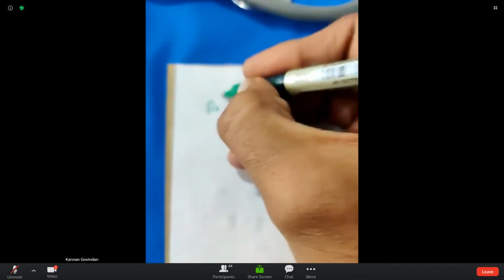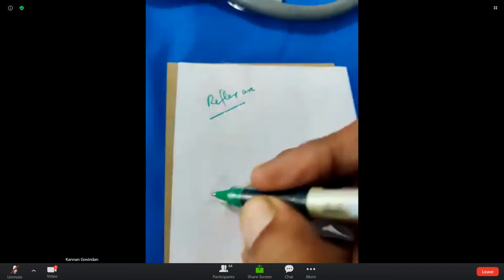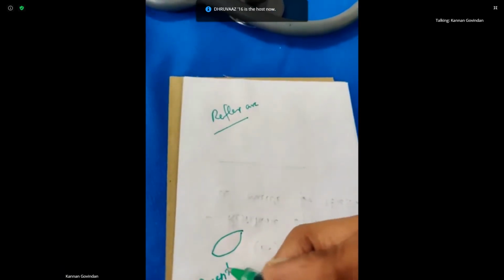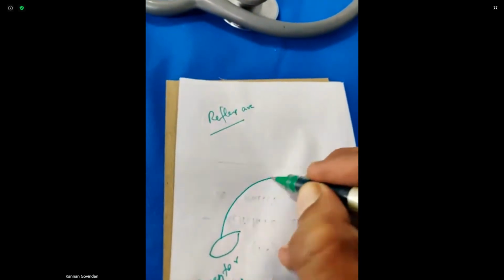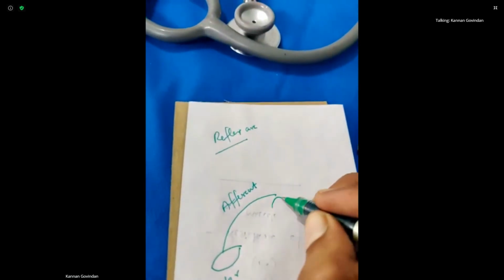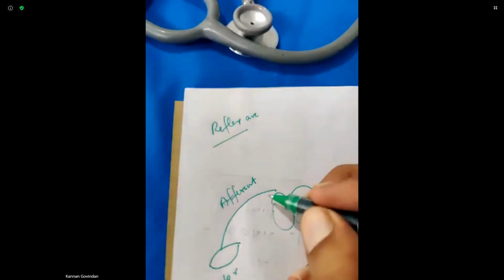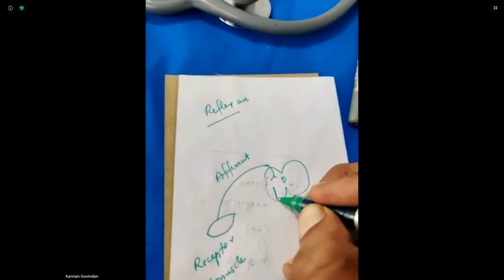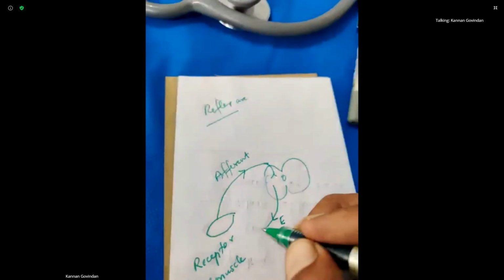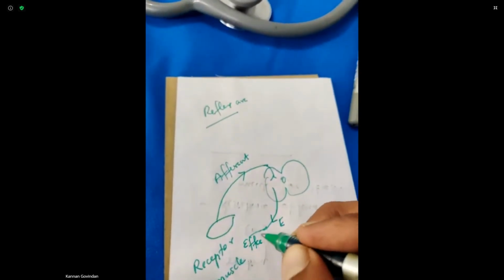So you all know the components of a reflex arc. This is the receptor organ, in this case a muscle. From there, we have the afferent, a sensory nerve. This is the center, the spinal cord. From there, we'll have the efferent, which is a motor nerve, which goes and ends in an effector organ.